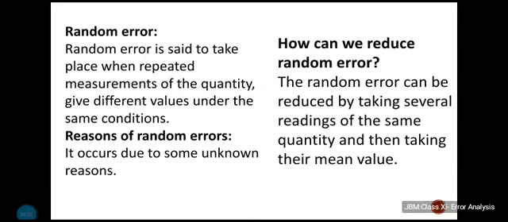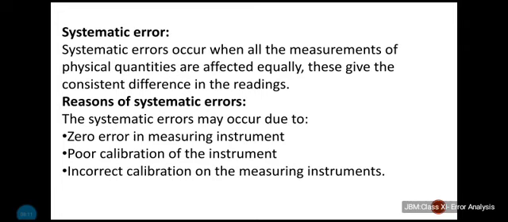Now, coming to systematic error. The systematic errors are those errors that tend to be in one direction. They occur when all the measurements of physical quantities are affected equally. These give a consistent difference in the readings. Reasons for systematic errors: they may occur due to zero error in the measuring instrument, poor calibration of the instrument, or incorrect calibration on the measuring instrument.